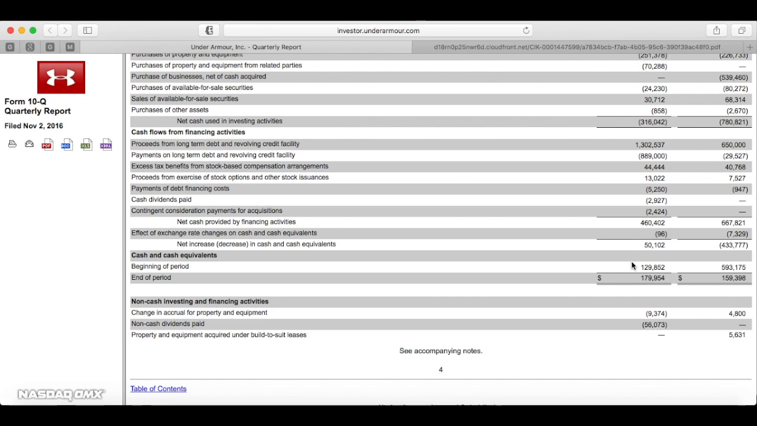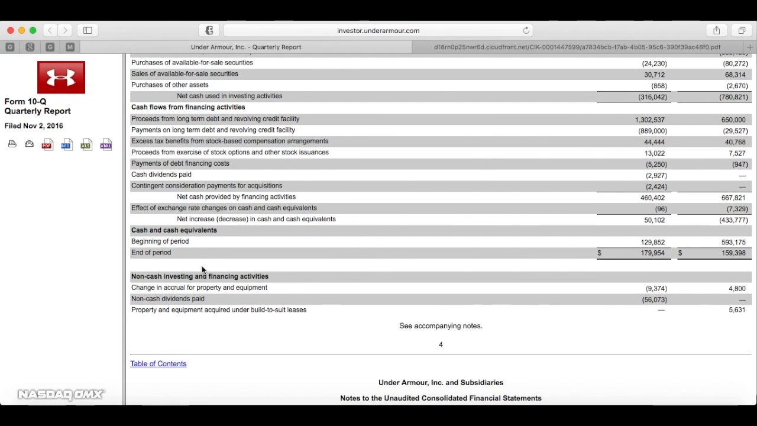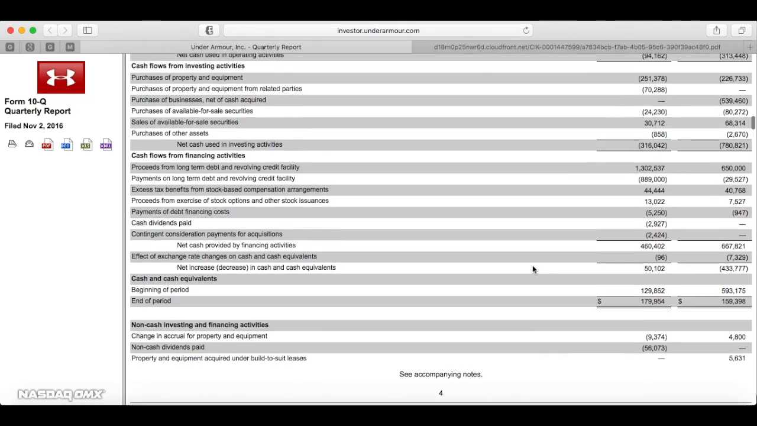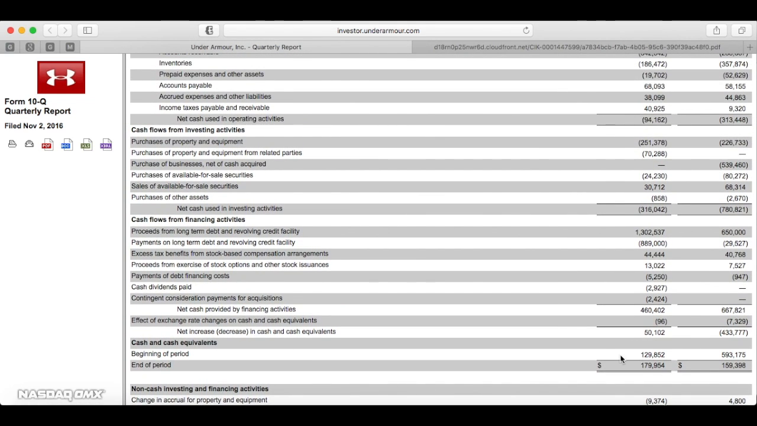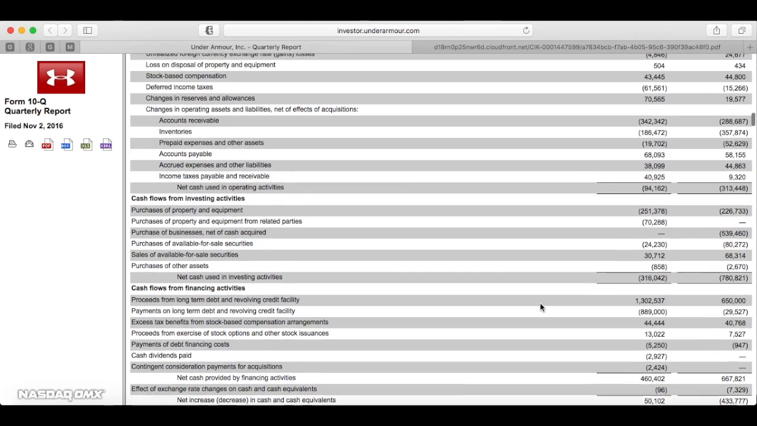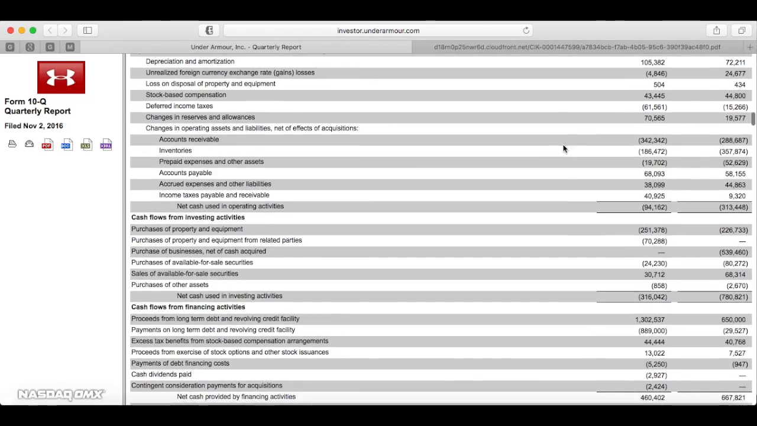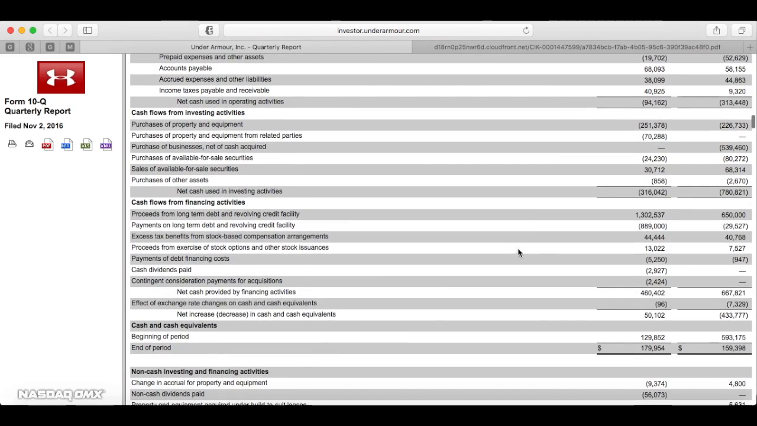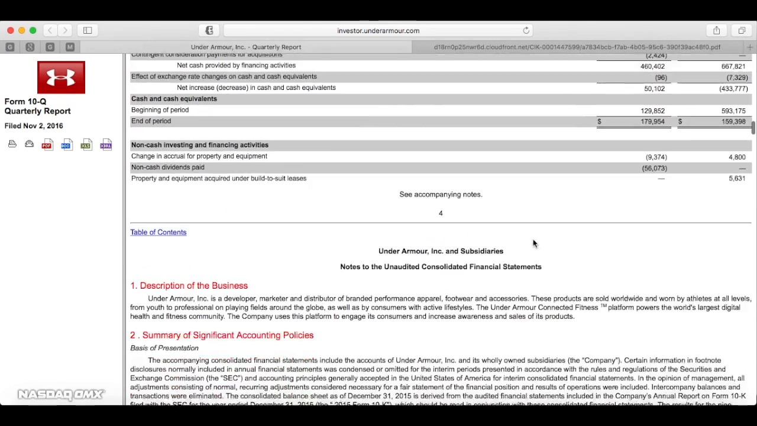The last thing here is a really cool line, especially with a really young company or a company that has a lot of expenses and a really confusing balance sheet, and you just want to say, hey, what was the cash at the beginning of the period? What was the cash at the end of the period? Almost all companies have this cash and cash equivalents, beginning of period, end of period. And so it just shows you here. Under Armour had 129 million at the beginning of the period, and they ended the period with this amount of cash. And it all had to do with all this financing and all this cash flow that came in and out of the business.